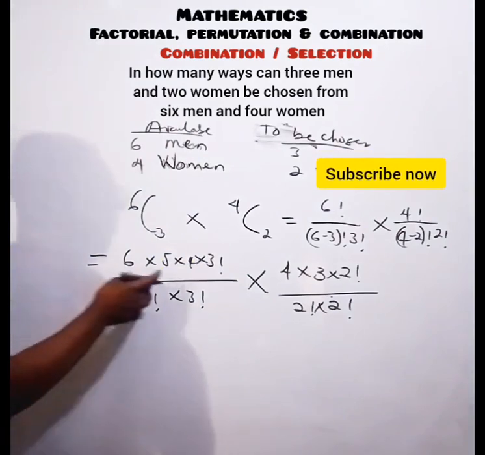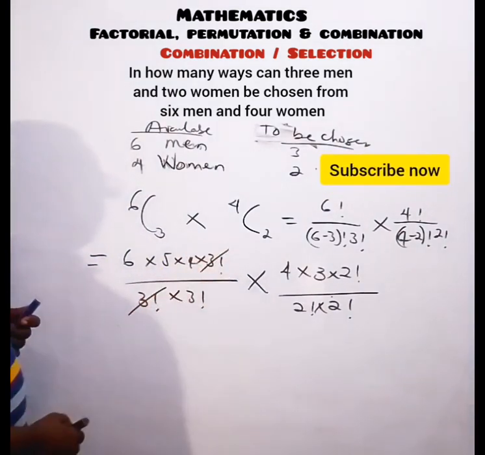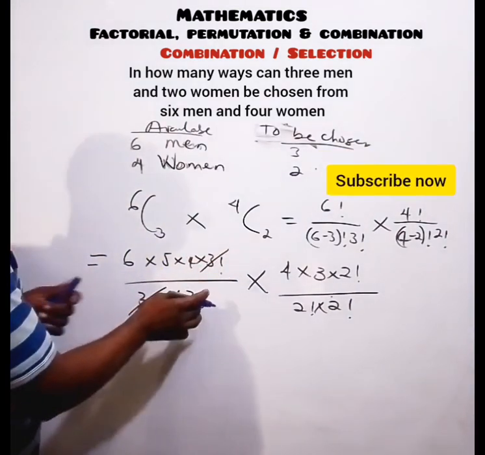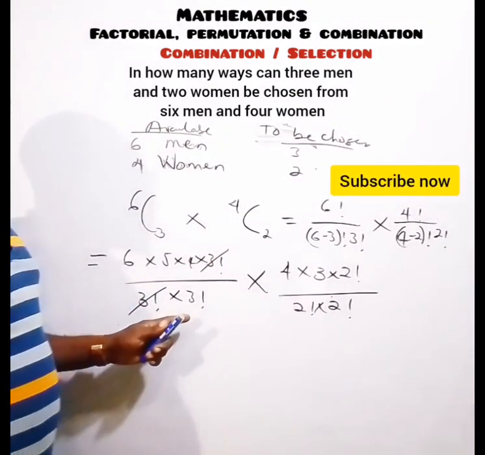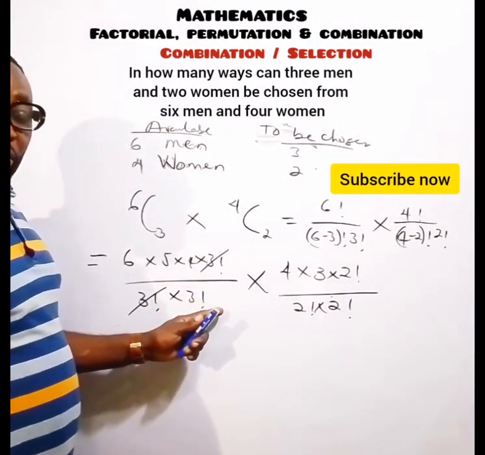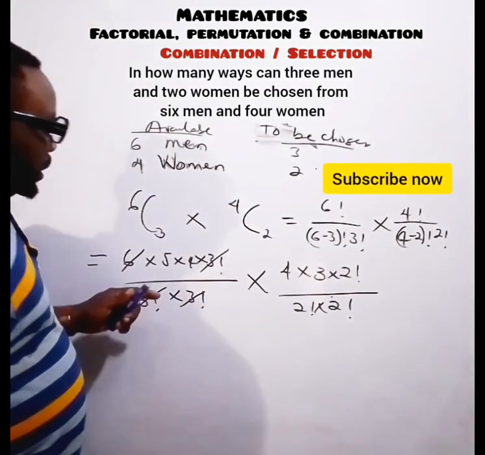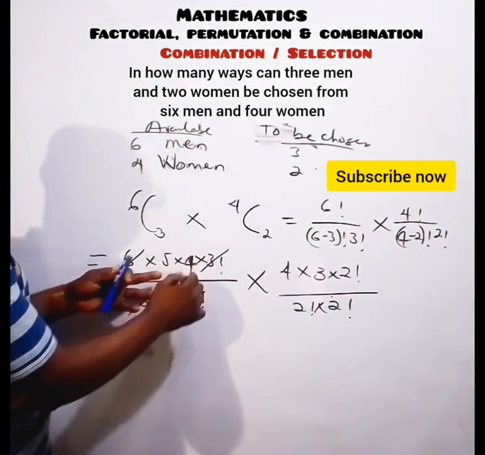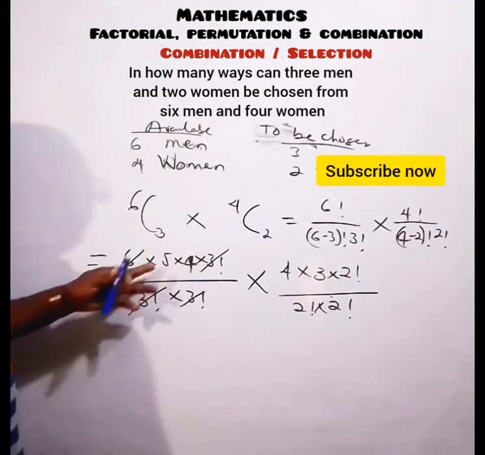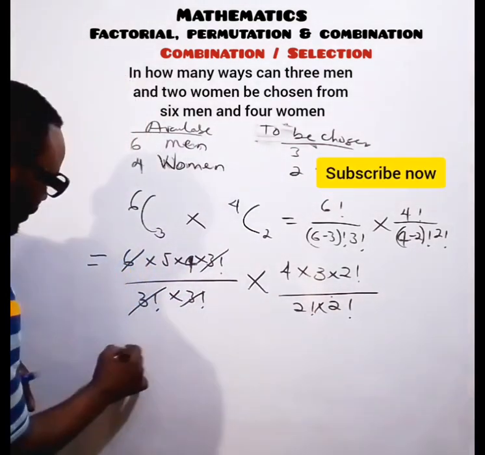So which is going to give us this 3 factorial. We call this 3 factorial here. Then 3 factorial is equal to 3 times 2 times 1, which is equal to 6. 6 divided by 6, this one will cancel each other, leaving behind 5 and 4. 5 multiplied by 4 will give us 20.